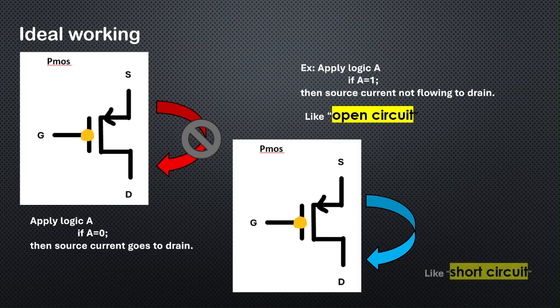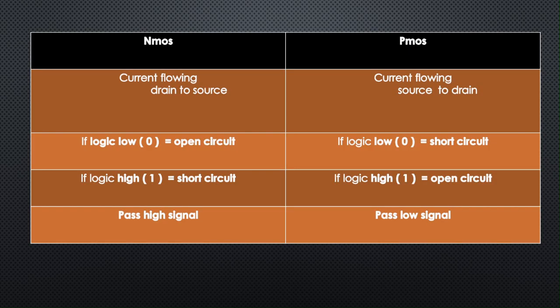All these concepts can be understood very easily using these diagrams. The working of NMOS and PMOS is not difficult to understand. If you remember the basic idea that an NMOS turns on with a high signal and a PMOS turns on with a low signal, you can easily understand how they work.